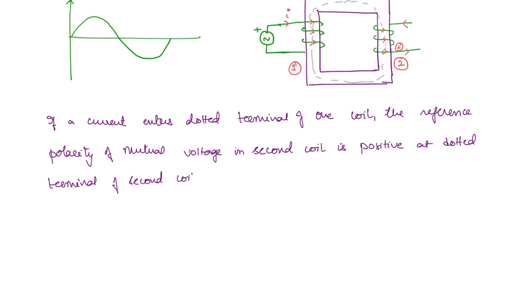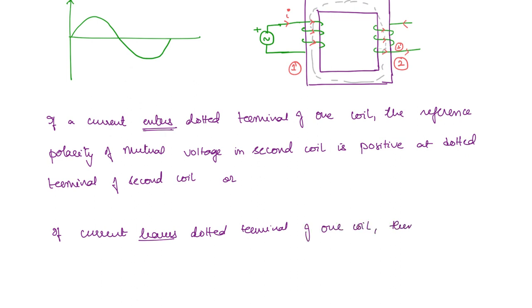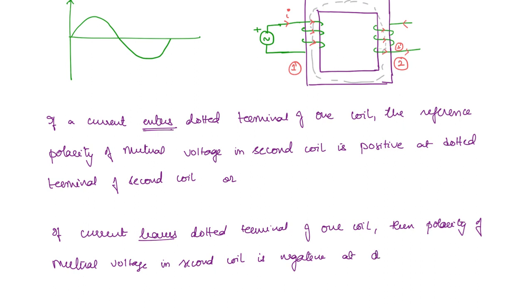Another way in which you can write this is, so here we have taken current entering. So if you take the other way round, if current leaves a dotted terminal of one coil, then polarity of mutual voltage in second coil is negative at dotted terminal of second coil.